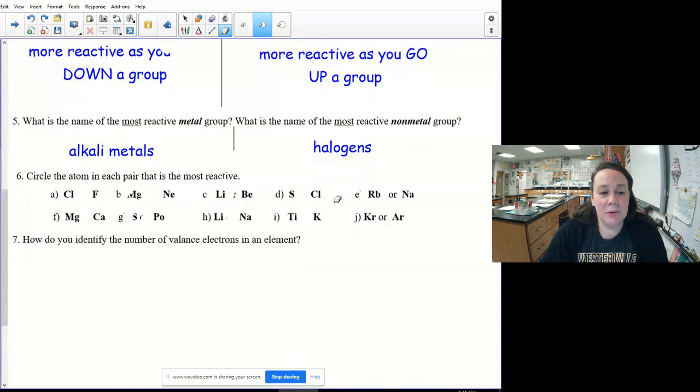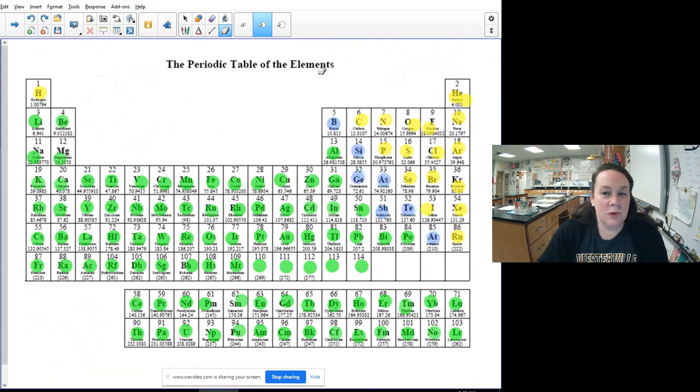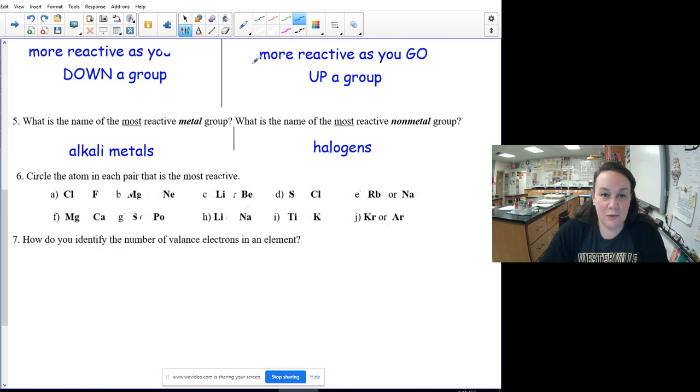So then what you're going to need to be able to do is tell me which one's more reactive. So we're going to look, for instance, at chlorine and fluorine, if you will. Let's get a fresh one here. Chlorine, fluorine, which one's more reactive? Well, again, they get more reactive as you go up. So fluorine would be the more reactive one on that guy.